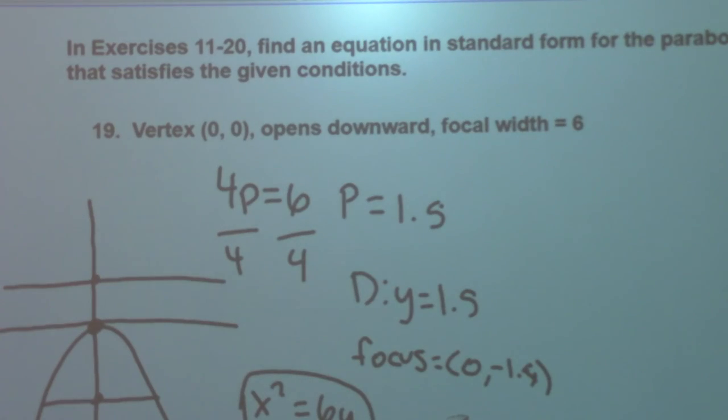Is that right? Negative 6. Why is it negative 6? Because it's always downward. Try to remember that. Thanks, good job.